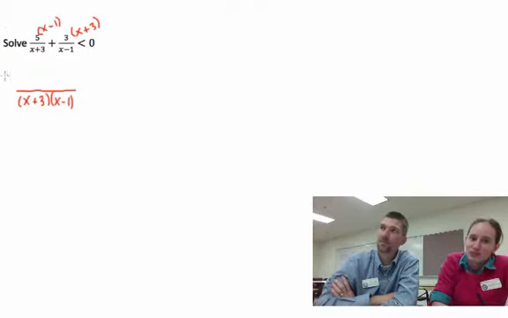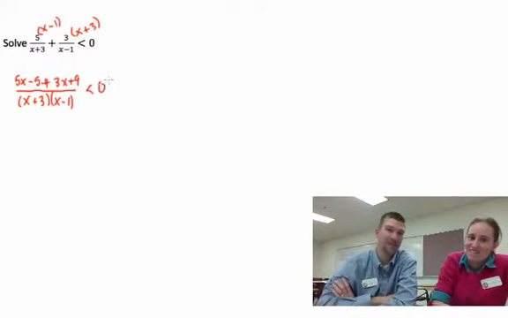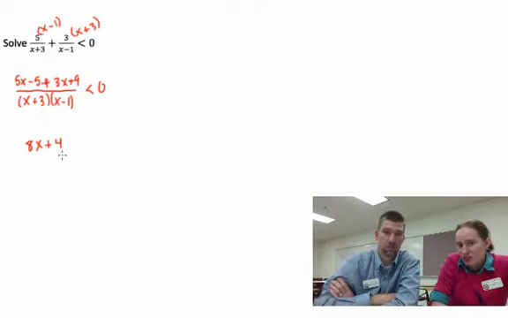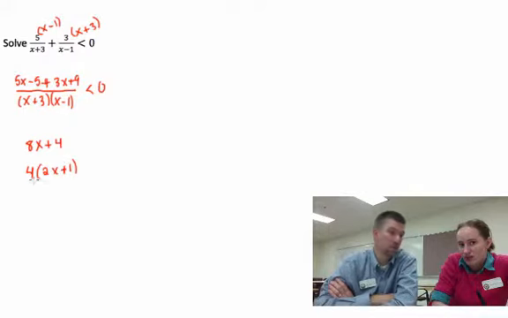Distribute here. 5x minus 5. And then 3x plus 3. Plus 9. Can we distribute? Yes, that's what I said. So 5x plus 3x is 8x. Negative 5 plus 9 is positive 4. We could factor out a 4 here. It's not necessarily going to help us out much. No, but it's doable.